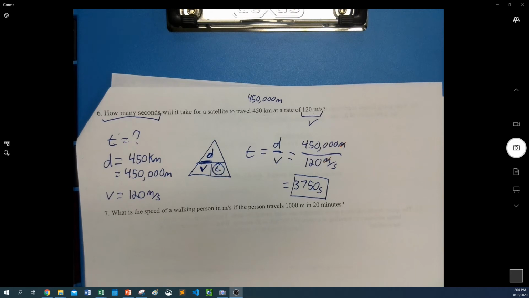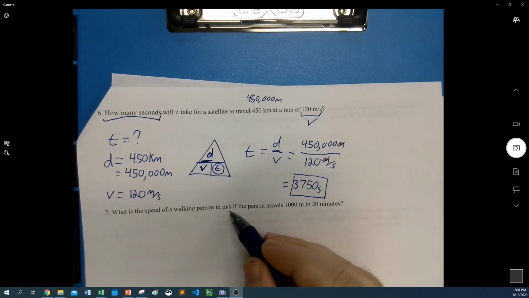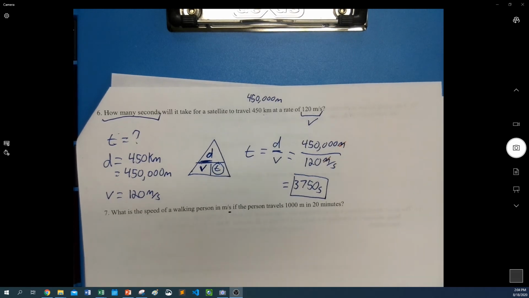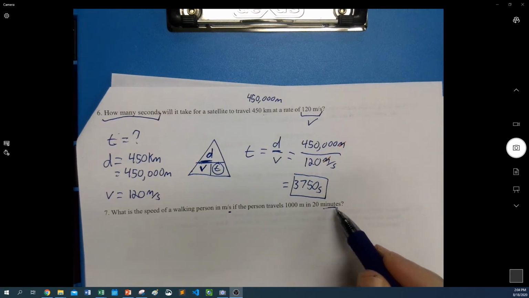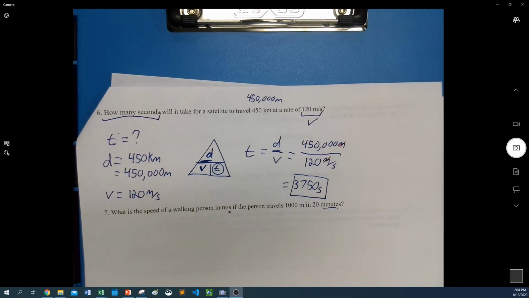What is the speed of a walking person in meters per second if the person traveled 1,000 meters in 20 minutes? So you'll need to convert minutes into seconds.